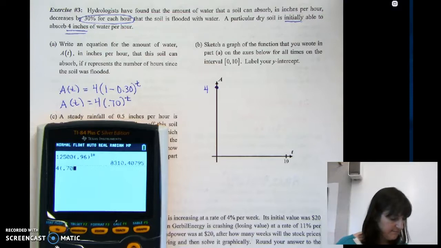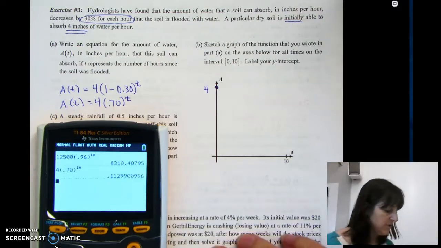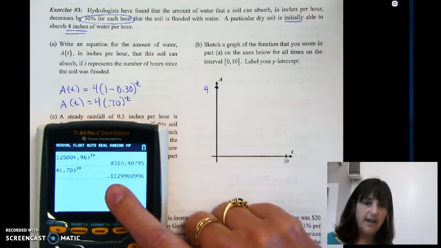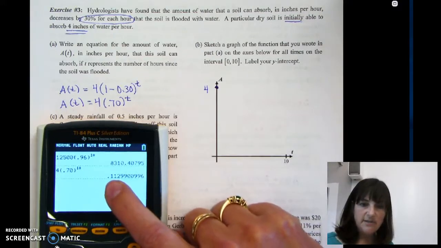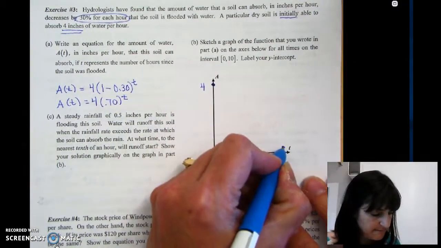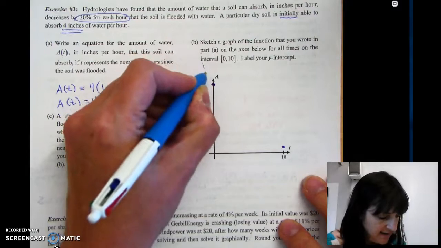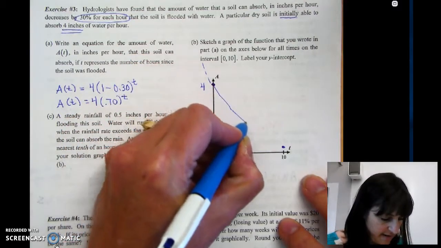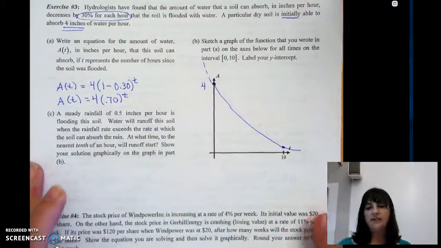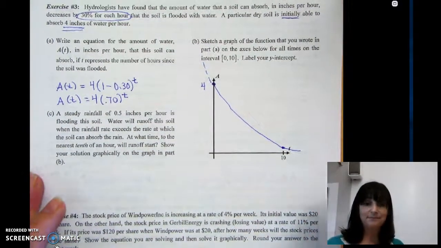70. And you could just write 0.7, but I want you to remember it's a percentage. Okay, so it looks like we've got a decimal amount left for our rate. And so this is going to be about 0.113, a really small number. And we'll be decaying down, so we've got to make our graph look curved, like an exponential function that's decreasing.